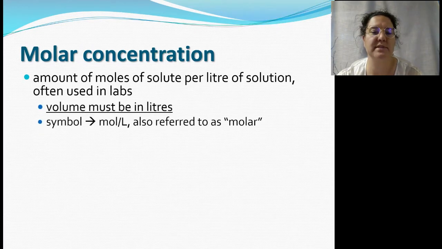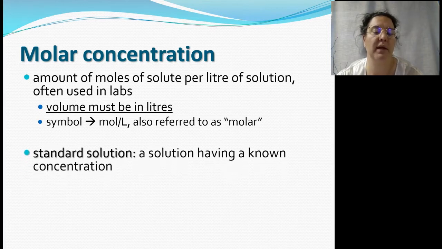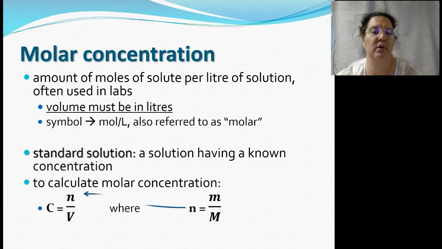The amount of moles of solute per solution that is used in labs is typically measured as molar concentration. For this, the volume must be in liters, so if we're given anything in milliliters, we must convert it. The symbol M is often referred to as molar concentration. A standard solution is a solution of known concentration, and we want to calculate this for our different formulas.